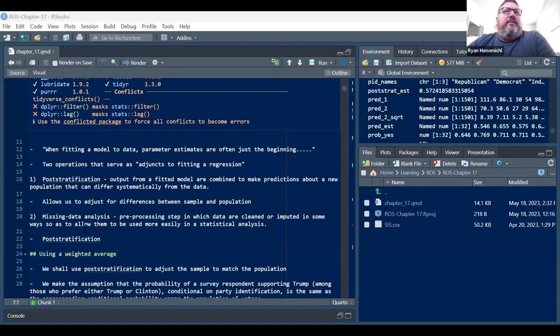In post-stratification, output from a fitted model is combined to make predictions about a new population that can differ systematically from the data. We'll talk about this in relationship to weighting samples so that we have a better estimation of what is going on. That allows us to adjust for differences between sample and population. And then we'll talk about missing data analysis.